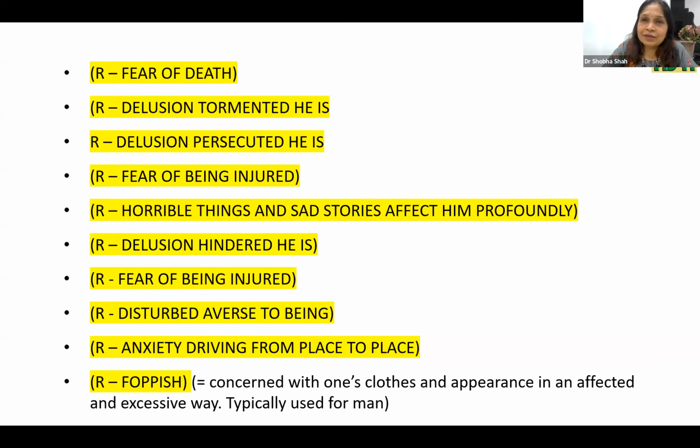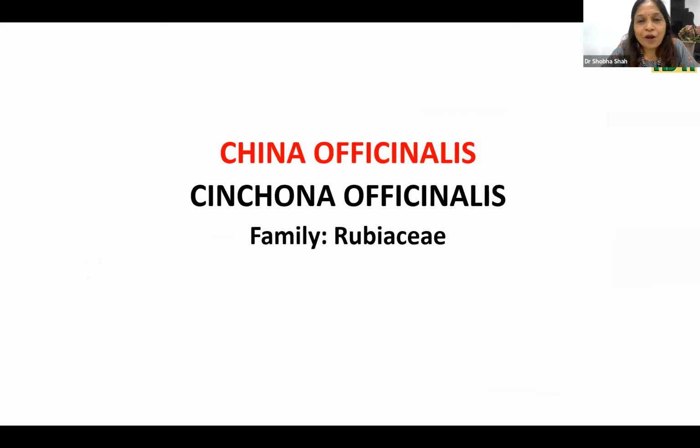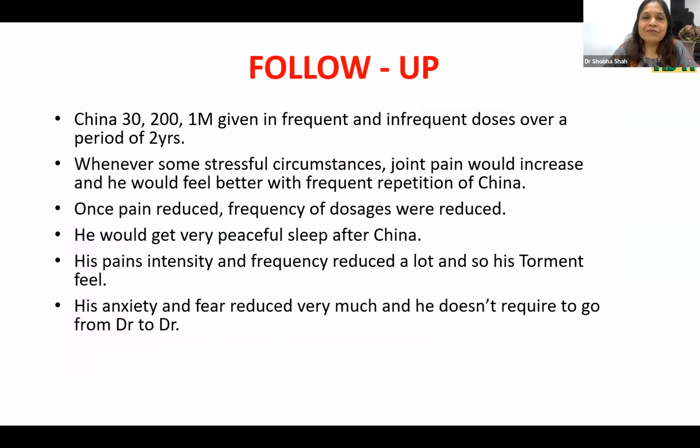So these are the things where we should not miss out on the foppish rubric, because again it is a rubric which you prescribe on the basis of your observation. And for our homeopaths, the observation is very, very important, and we must include it in our totality. And there are very limited remedies in that rubric also. So friends, when I repertorized all this, the remedy that came up was China officinalis, which is from a Rubiaceae family.